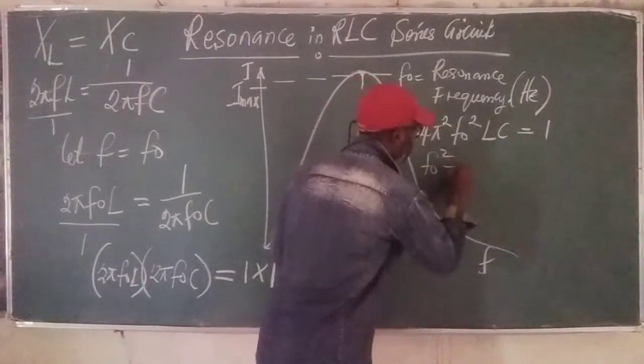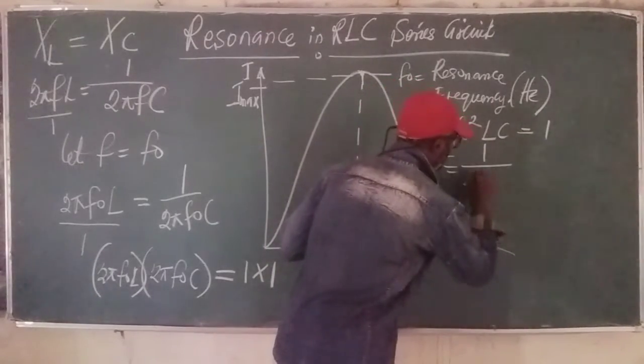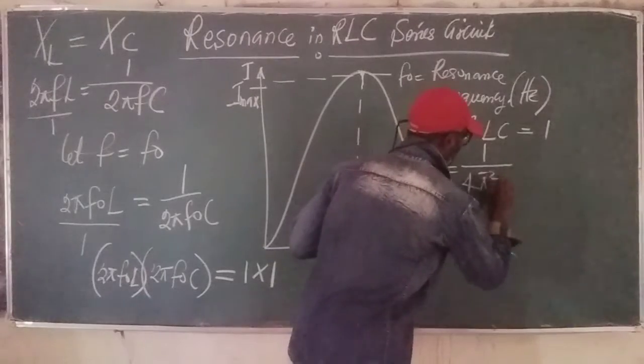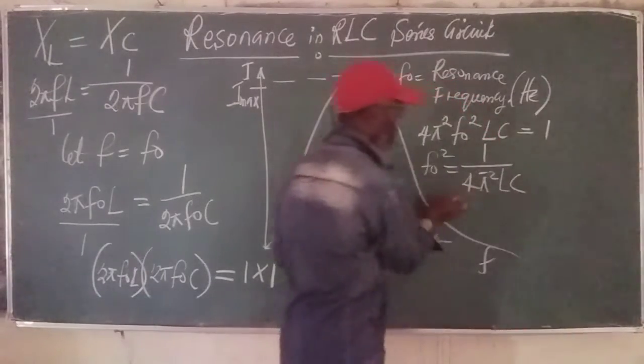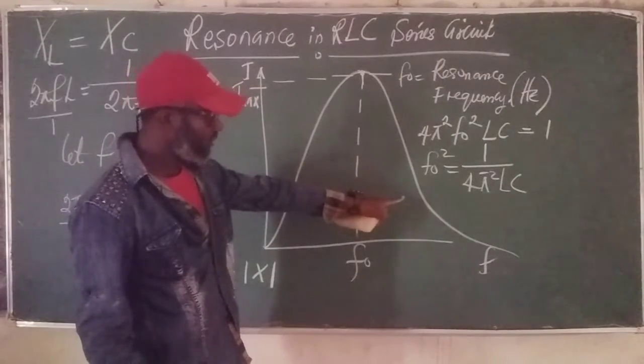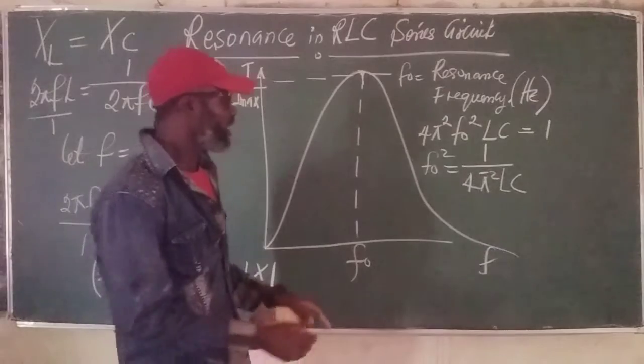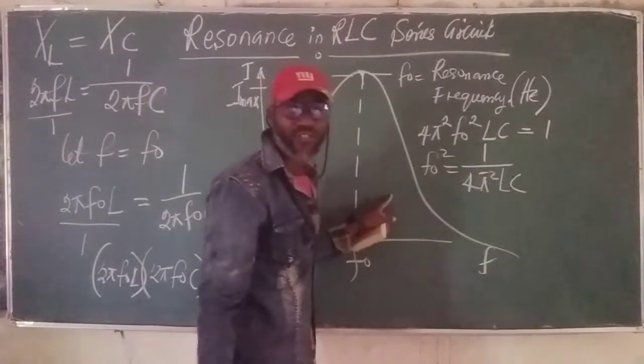F naught squared is equal to 1 all over 4 pi squared LC. That's what we have. Look at it very well. It's very simple, right? Just watch it. Good. So the next thing, we square both sides.